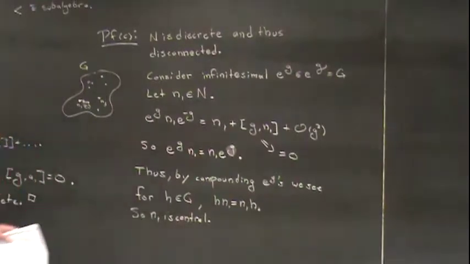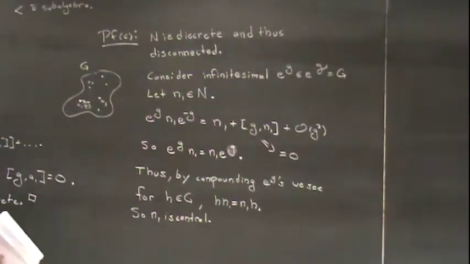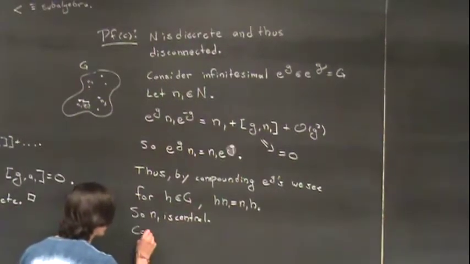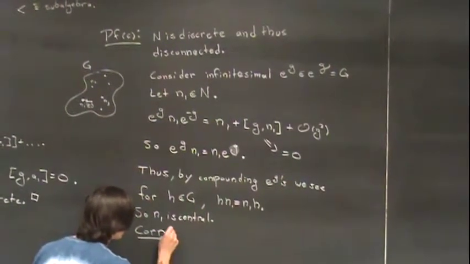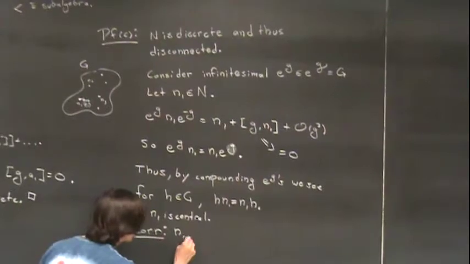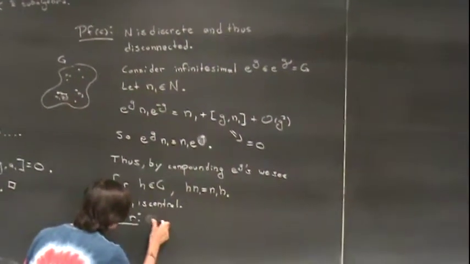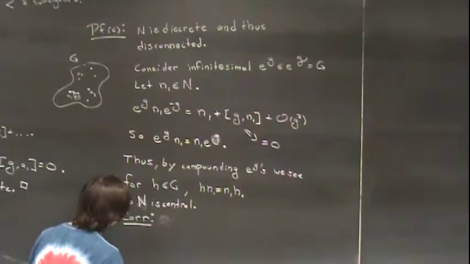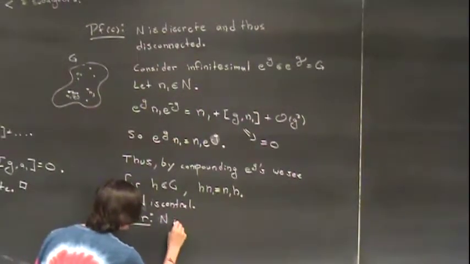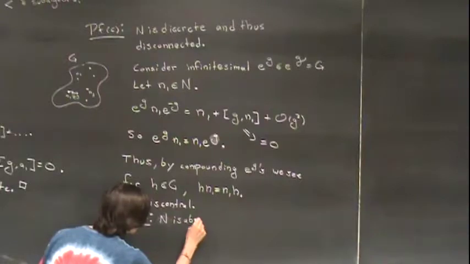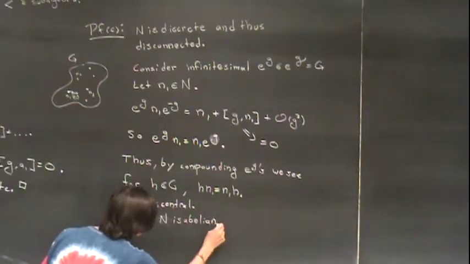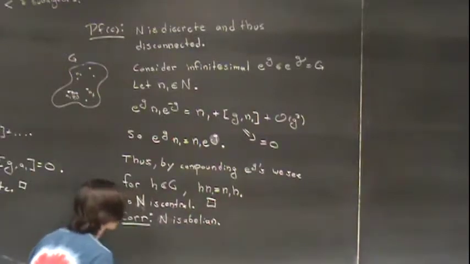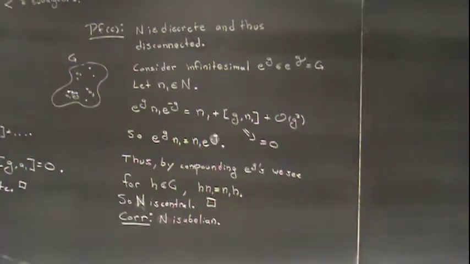And furthermore, because of the fact that it commutes with everything, I guess you could say that a corollary is that I said n1 is central. Big N is central. So big N is abelian. So yeah, box over. Cool.